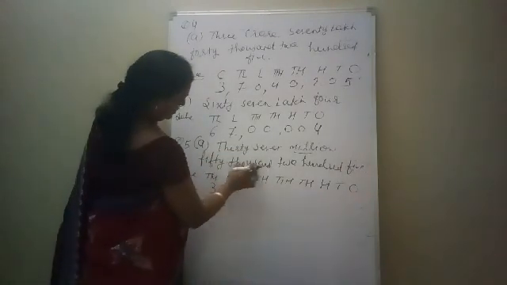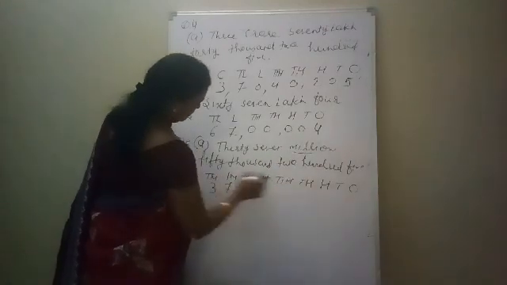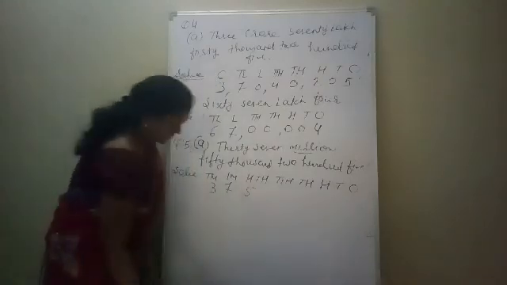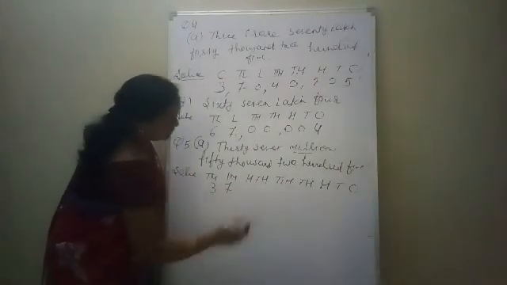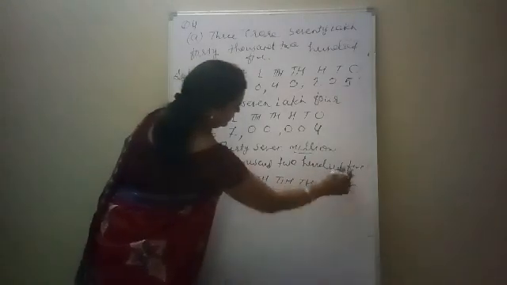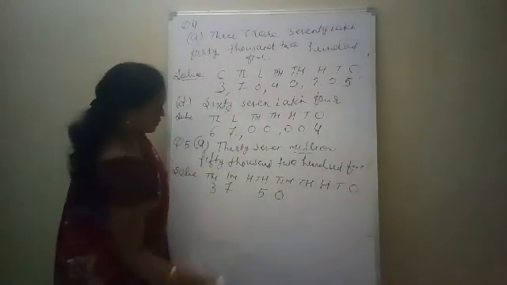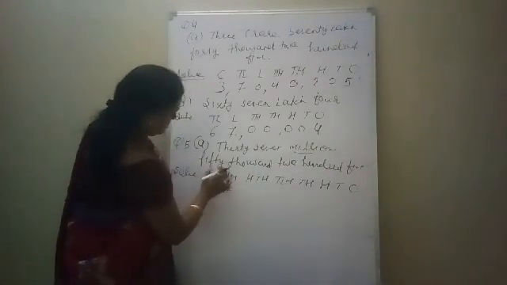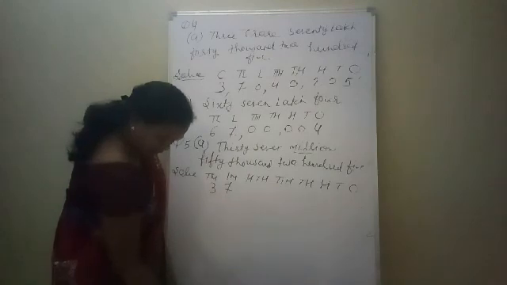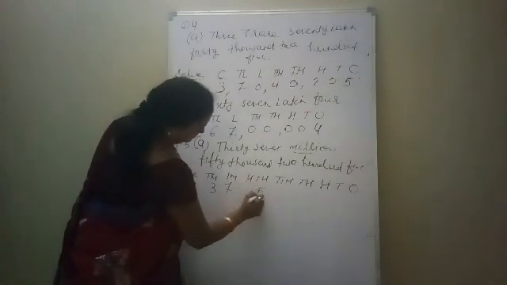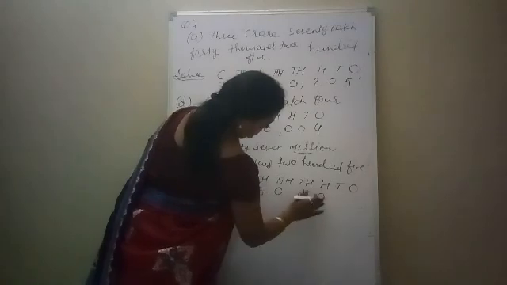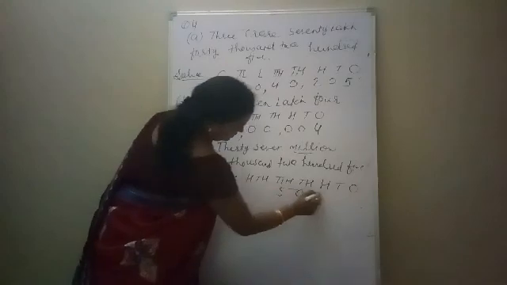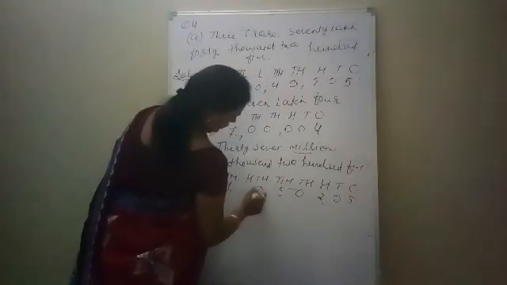Then 50,000, 205. 50,000 is there. It means 100,000 is not there. Only 50,000 is there, and then 50,205. Where there is no value, it means here 0.